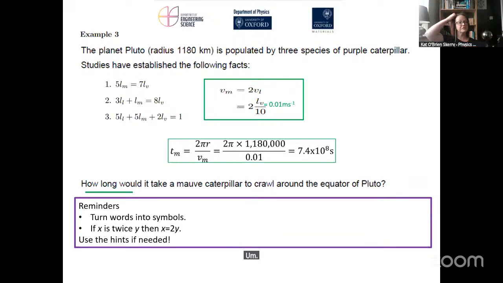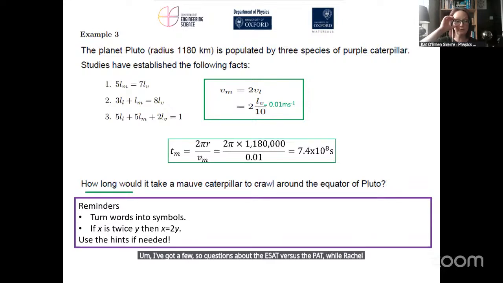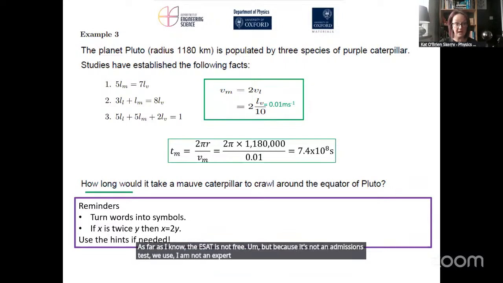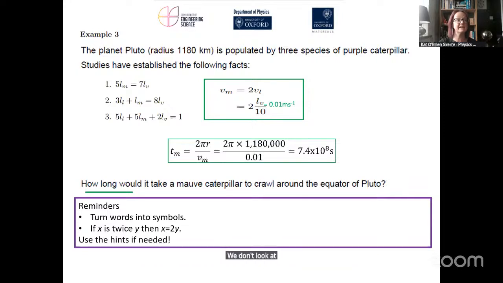I've got a few questions about the ESAT versus the PAT while Rachel scrolls through those. As far as I know, the ESAT is not free, but because it's not an admissions test we use, I am not an expert on that, but you'd be able to look it up and find out. We do not look at your ESAT score at all. So if you happen to need it for another university and you end up sitting both, we don't look at your ESAT in any way. So good luck to you, but you don't need to worry about that.